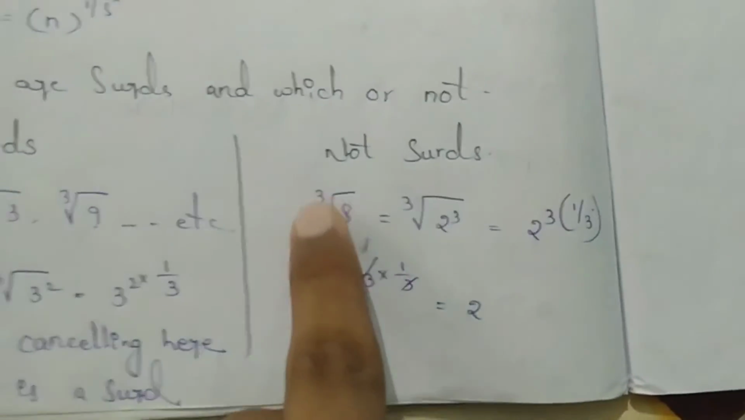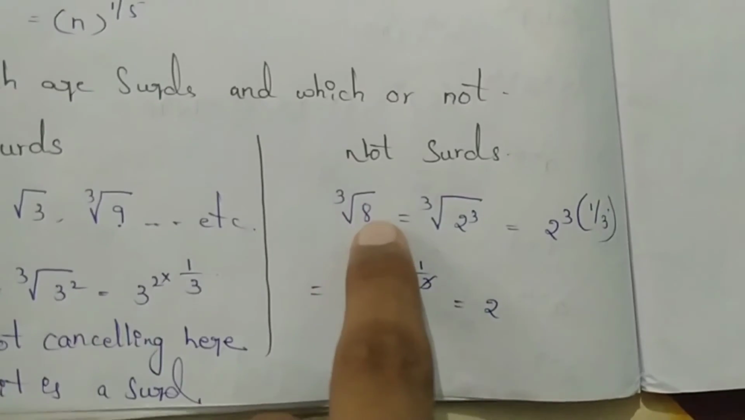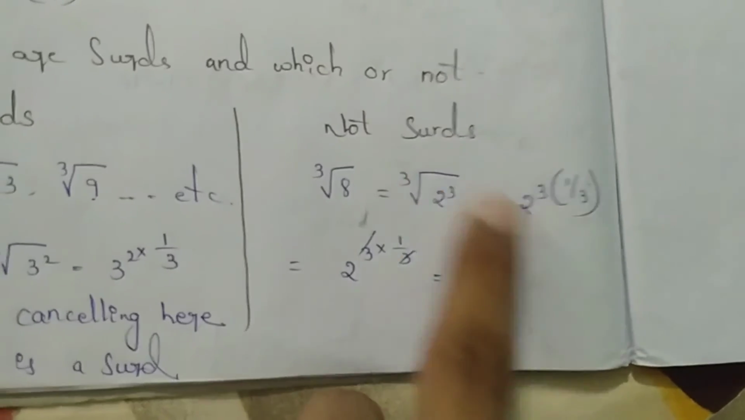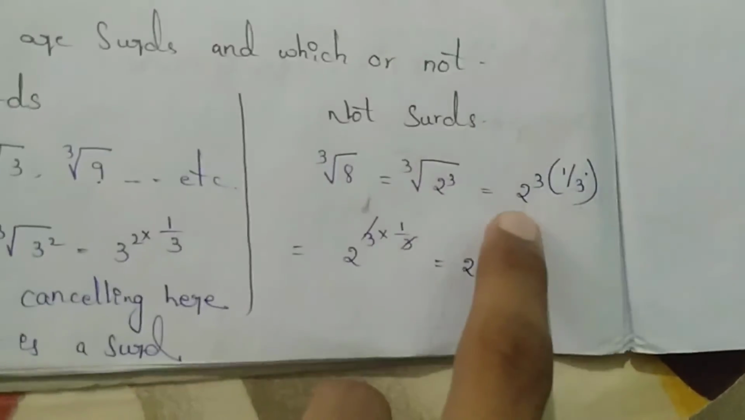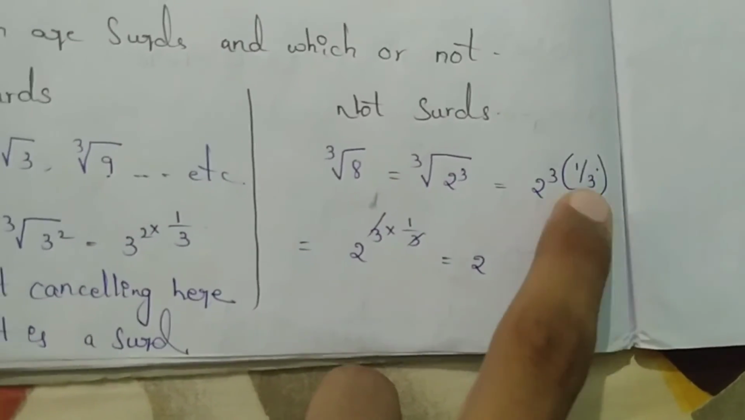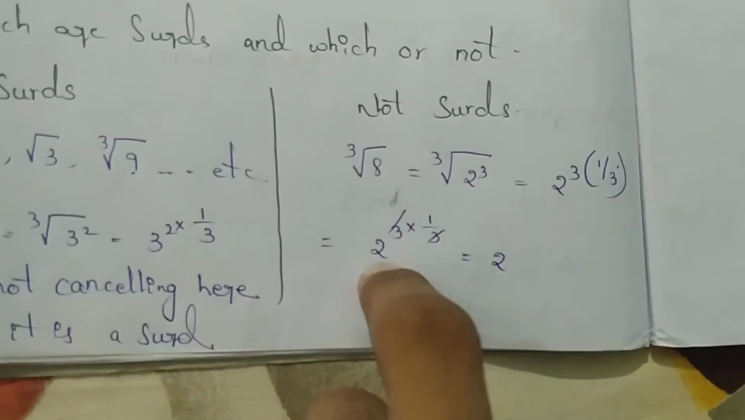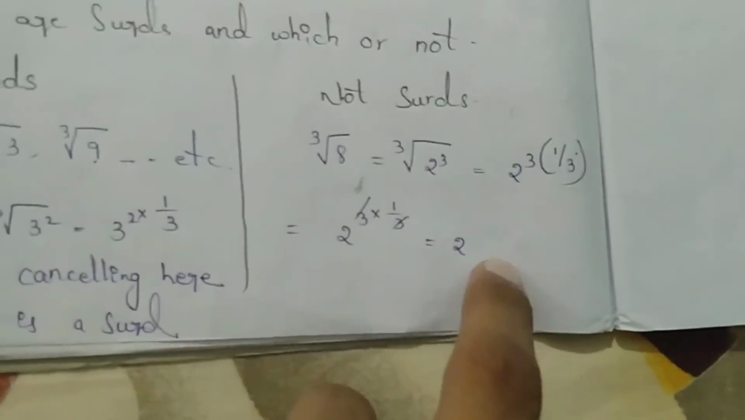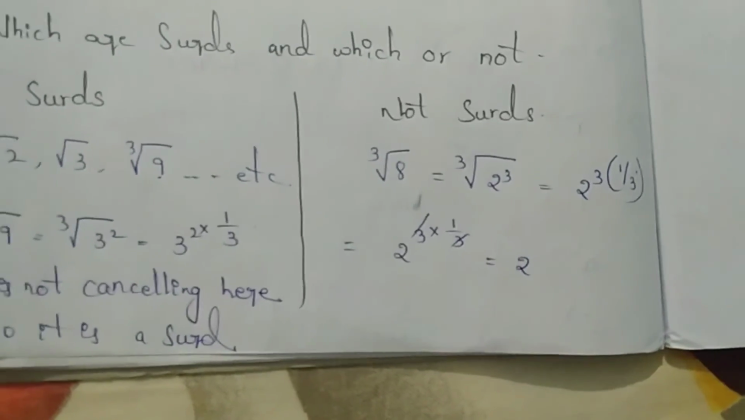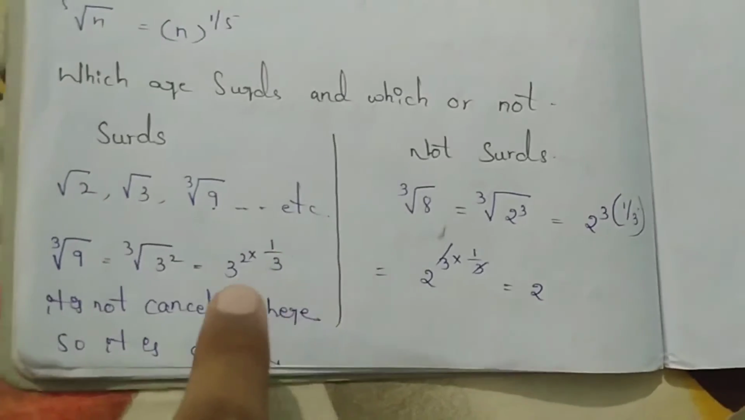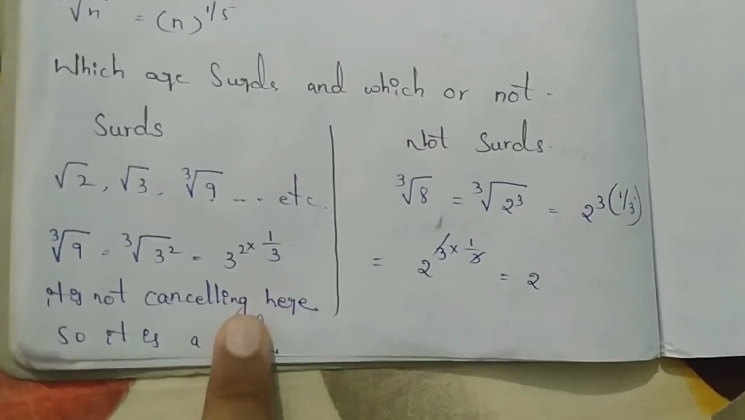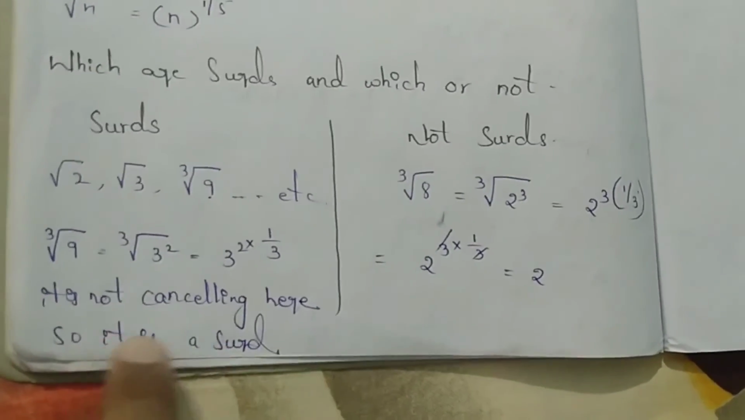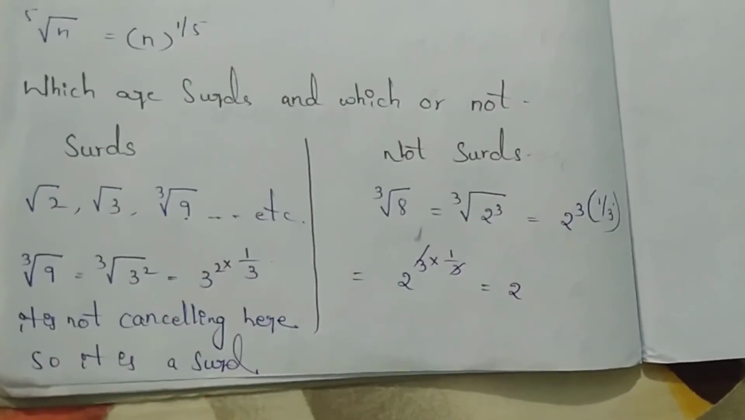Let us take an example: cube root of 8. 8 can be written as 2 cube. With the cube root it becomes 1 by 3. See here, 2 power 3 into 1 by 3, the 3 cancels. The answer is 2. So here it is cancelling, so it is not a surd. The roots which are cancelling are not surds. Those which are not cancelling are called surds.